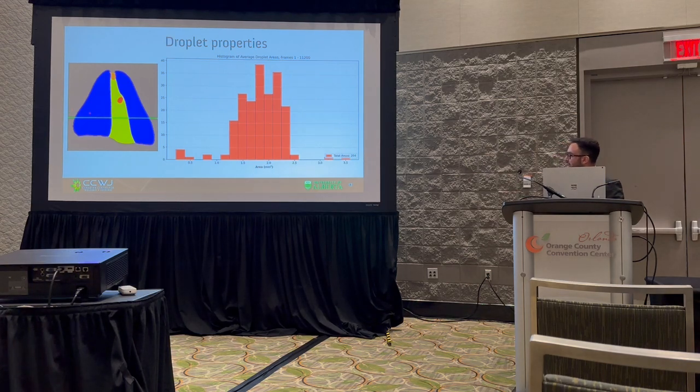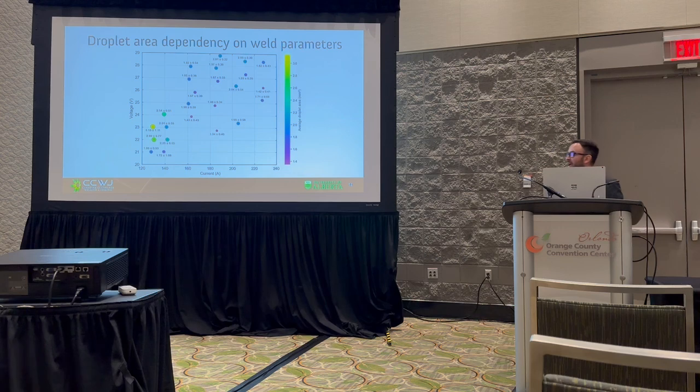Now, the droplet property. So here, this is just an example of a histogram, what we can obtain for every single weld, so you can get an appreciation for the distribution of droplet size per welding parameter. If we take a look at all the welding experiments that we did and the respective droplet sizes, you see that as you increase the current, as expected, your droplet size decreases. But for a given current or wire feed speed, as you increase the voltage, we saw that the droplet size increased.